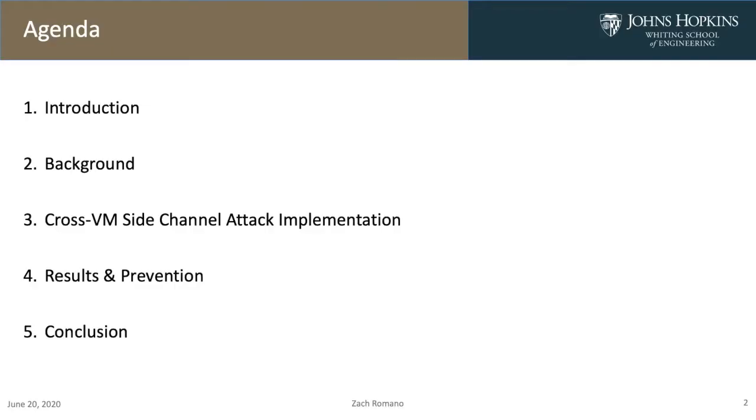So a quick run through of what we're going to be going over today. I'm going to give you an introduction to this paper and why it's relevant. I'm going to go over some of the background knowledge that might be required to understand this paper. We'll go over how they implemented this side channel attack, the results of the attack, and how one might prevent it. And finally, we'll wrap it up with some quick closing notes.